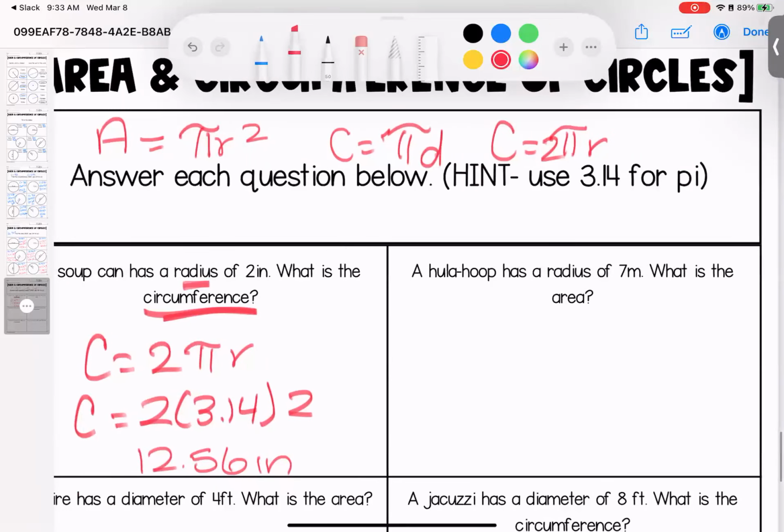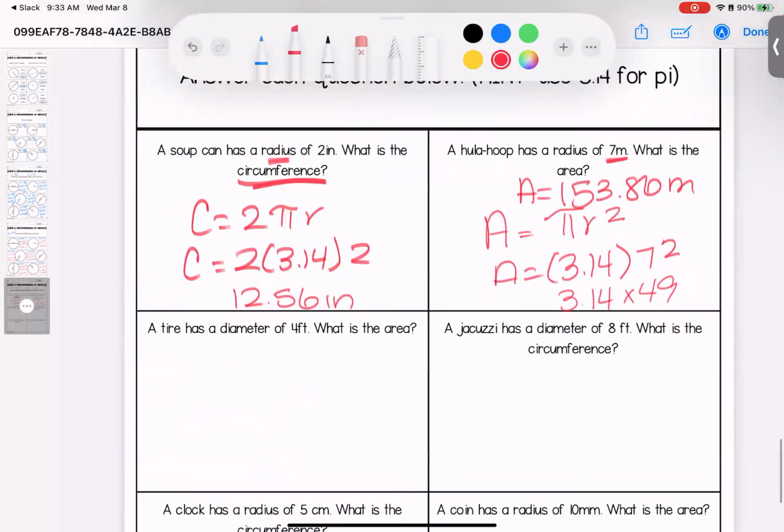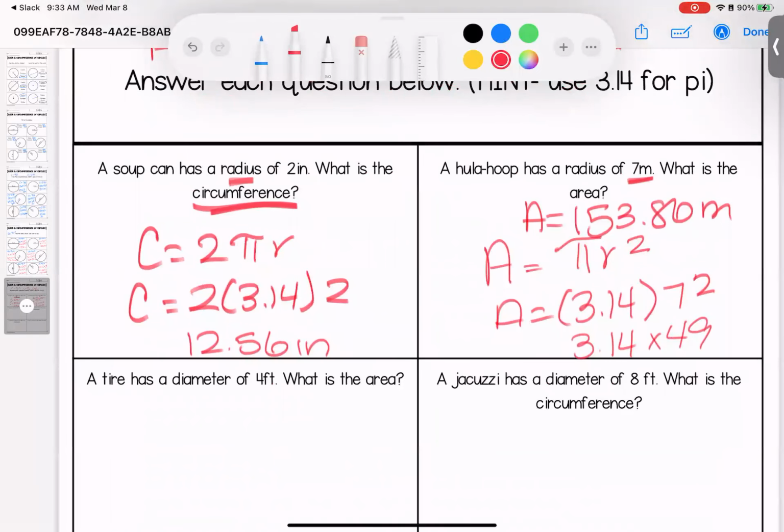Over here, I'm looking for the area and they gave me the radius. So area equals pi r squared. They gave me the radius, so I plug it in. 3.14 times 7 squared. Remember to square it first. 3.14 times 49. When I do that, I get the area being equal to 153.86 meters.